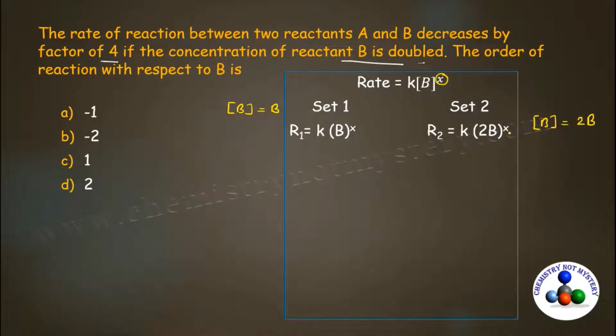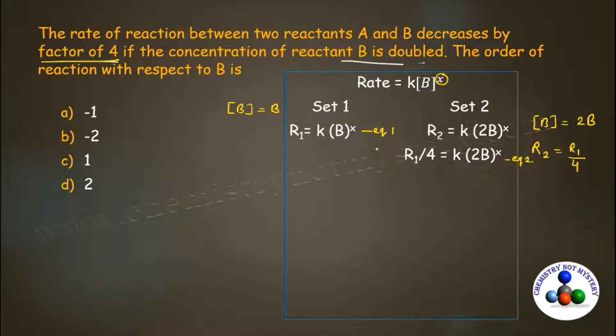On doubling the concentration of B, rate of reaction decreases by factor 4. That means R2 will be equal to R1 by 4. So here you will get R1 by 4 is equal to k (2B) raised to the power x. Now we have two equations. Equation 1 and this is the equation 2.